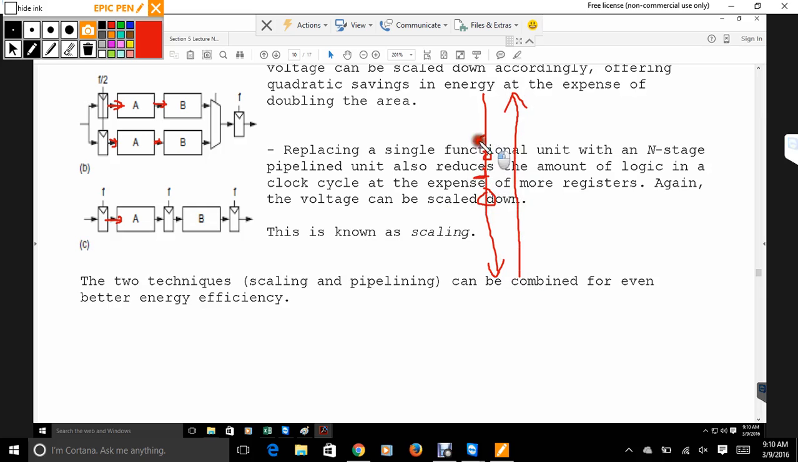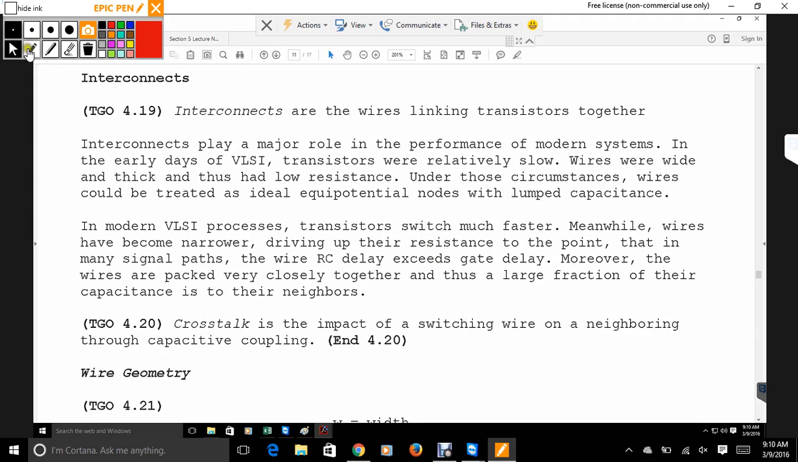If you pass electrical current, first of all, if I have two electrical signals with a distance between them, what is this called? If I have a small distance between two, there we go, capacitance. So if you put your wires too close, you start getting capacitances. And so interconnects is only that. Interconnects are the wires linking transistors together.